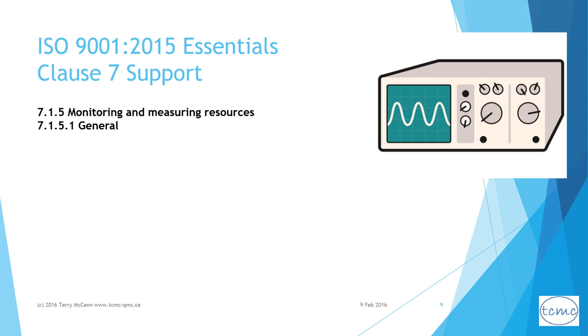7.1.5, monitoring and measuring resources. 7.1.5.1, general. Note that this clause is not intended to cover all monitoring and measuring resources, but only those that are used to verify the conformity of products and services to requirements. Such monitoring and measuring resources need documented evidence of suitability and fitness for purpose.